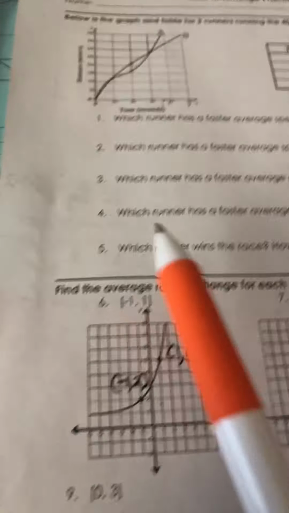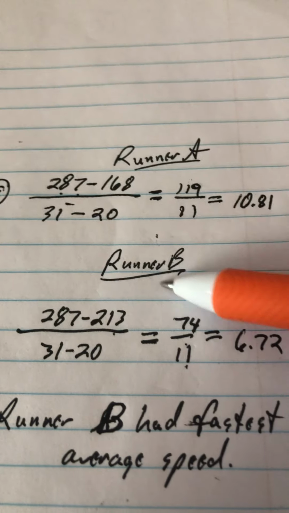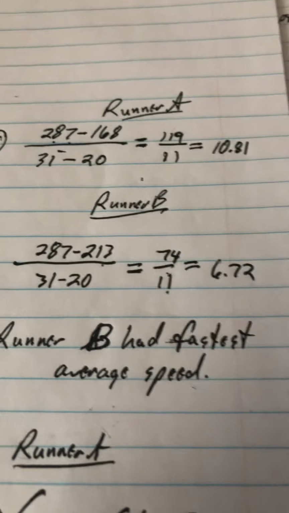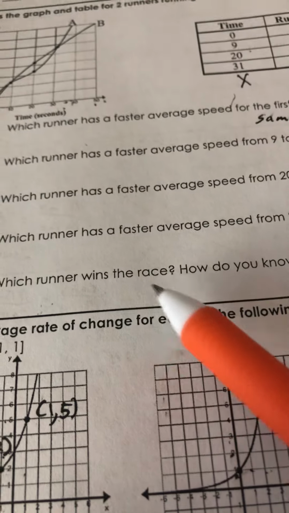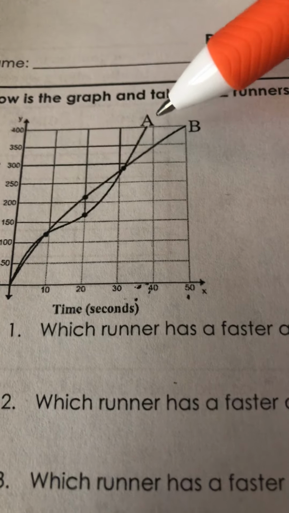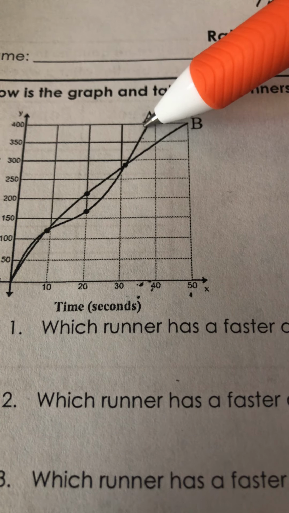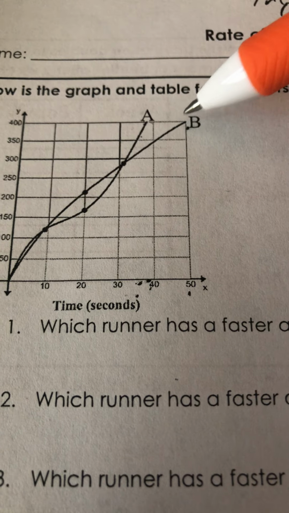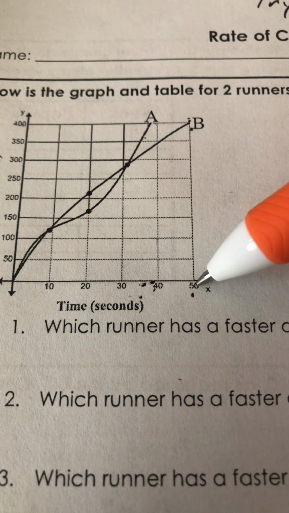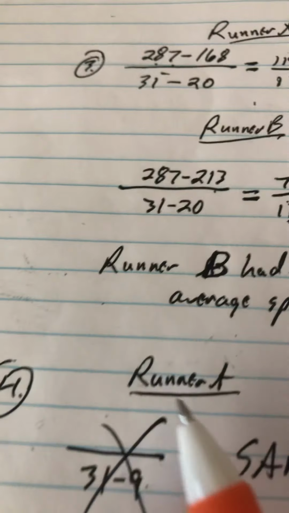All right, so let's take a look at number five. And you could pause this if you needed to write all that, for runner A, runner B, all your work, and the decision there for number three. And number five, which runner wins the race, and how do you know? Try four on your own. But number five, which runner wins the race? I'm just going to look at this. You could tell A wins the race because A reaches the 400 meters in less than 40 seconds. B reached the 400 meters in 50 seconds. So A was more than 10 seconds faster, so for number four, you should have runner A.